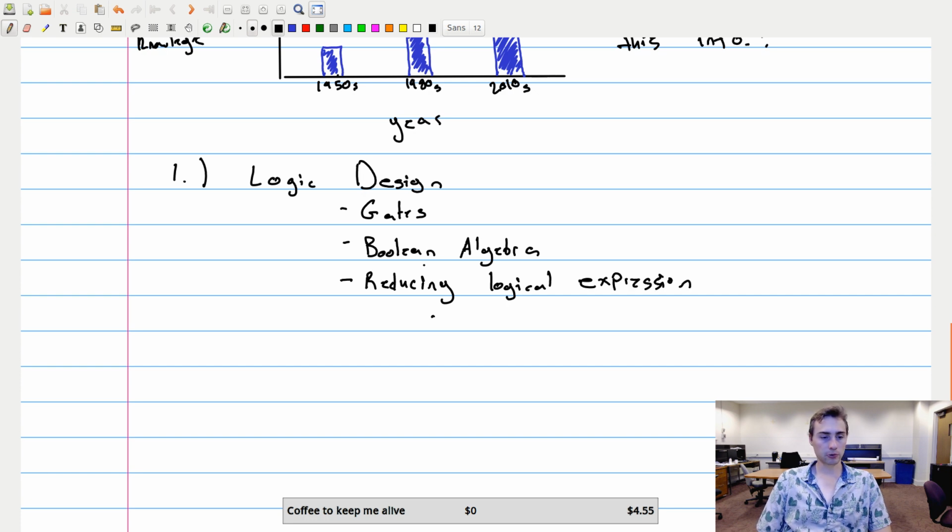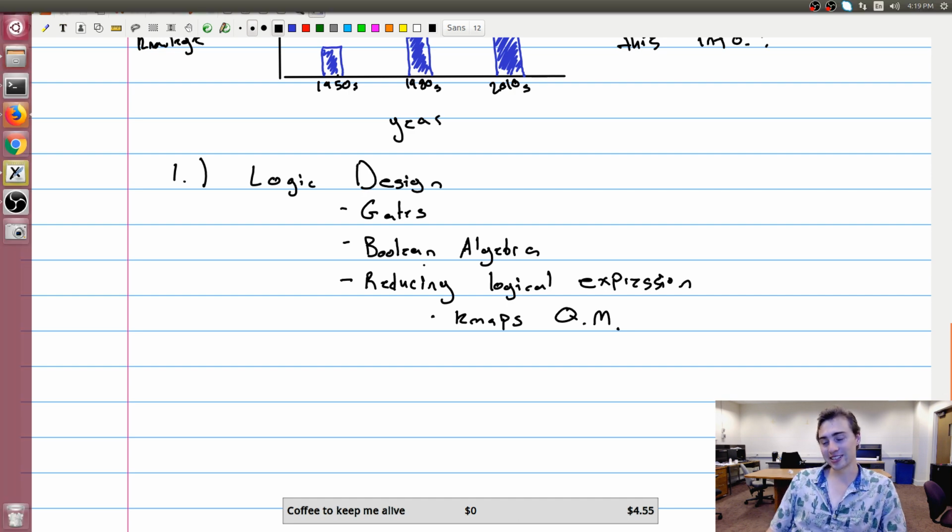And this will be through things like Kmaps, Quine-McCluskey. That's not quantum mechanics, it's Quine-McCluskey. So don't worry, I'm not saying you need to know quantum mechanics in order to do a logic design class. What else? Let's just move on to another class. I think that's good enough.